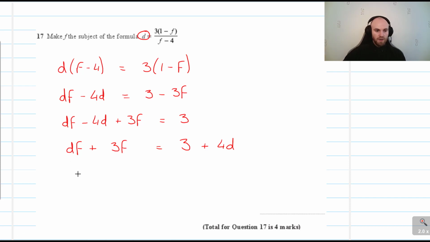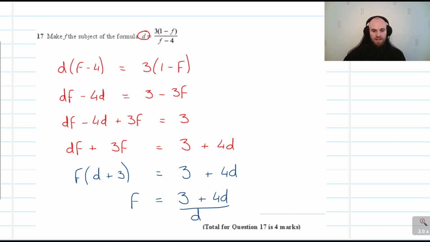I'm going to switch to blue. So how do I get DF from F? Well, we multiply by D. How do I get 3F from F? Well, I need to multiply by plus 3. Equals 3 plus 4D. And how do I get F on its own? Well, I'm going to now divide by D plus 3 on both sides. That's going to give me F equals 3 plus 4D all divided by D plus 3.